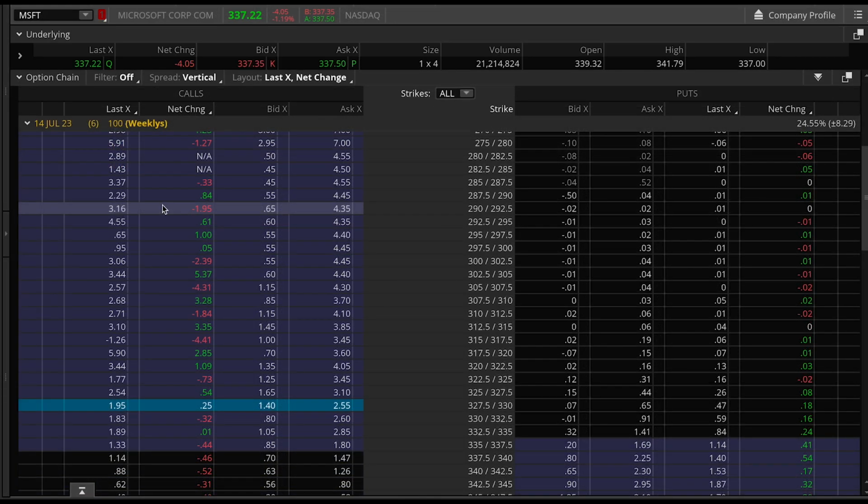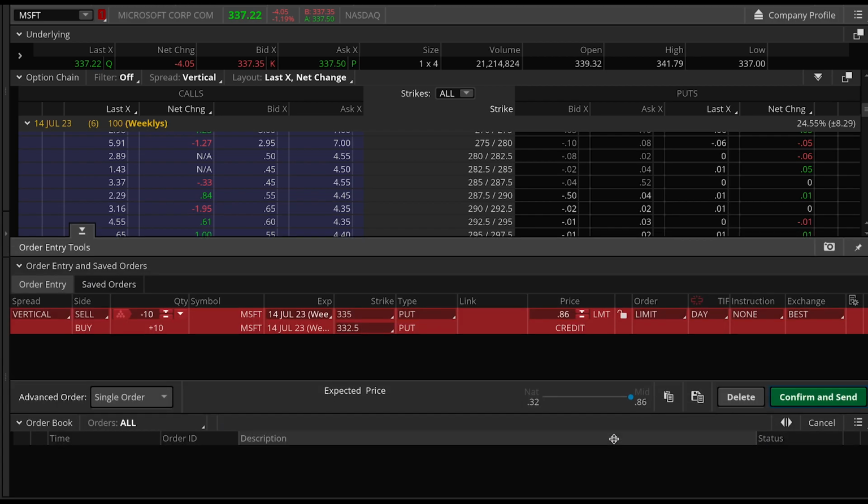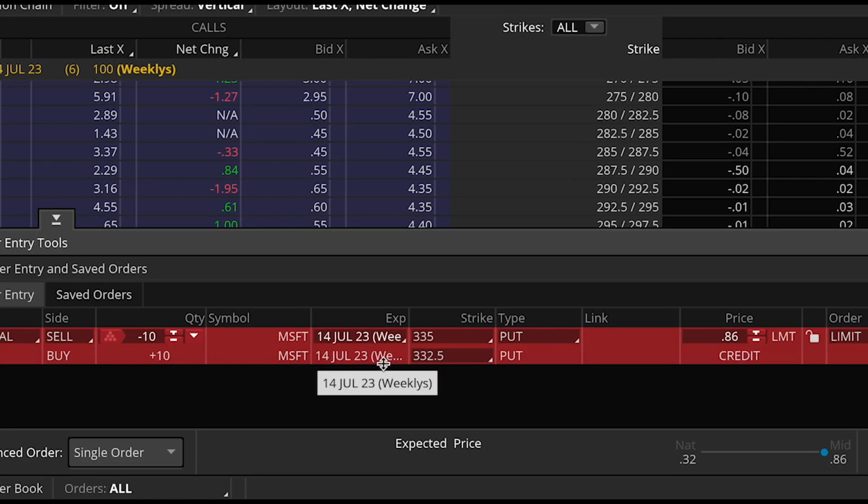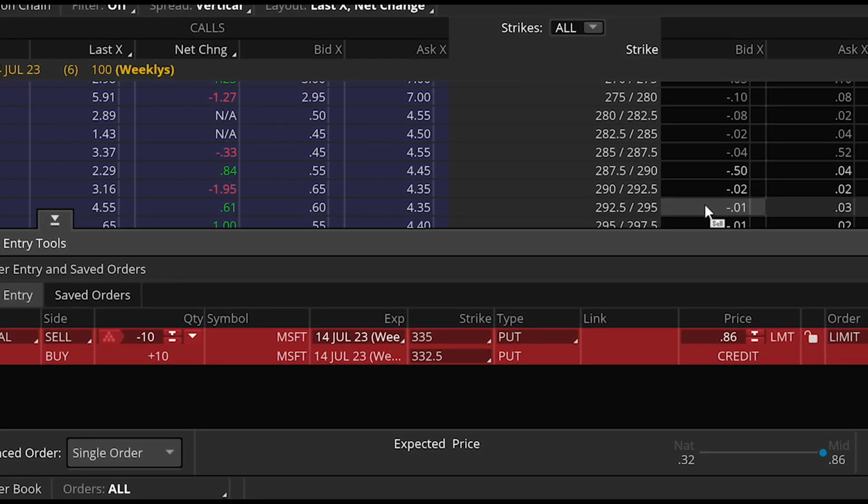So let's take a look at Microsoft here. It's just 6 days out, expiry July 14th. We'll just click one that's really close to the money, 335, 332.5. Microsoft's currently sitting at 337.22. What we're doing here is we're selling the 335 strike price and buying 332.5, which is a 2.5 spread. Expiry July 14th. The difference between the 335 and 332.5 is $86. And so once this goes through, you will collect $86 right off the bat.